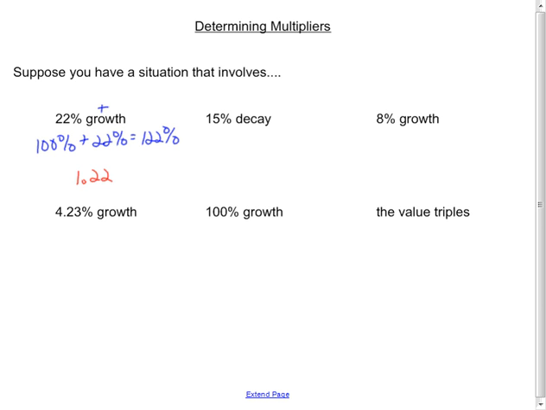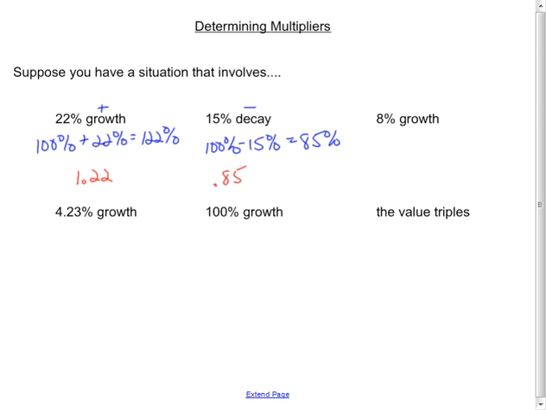So for 15% decay, I'm still going to start at 100%, but decay means it's going to get smaller. Okay? So we'll do subtraction, giving us 85%, which was the example we used in the problem. And as a decimal, that is going to be 0.85.